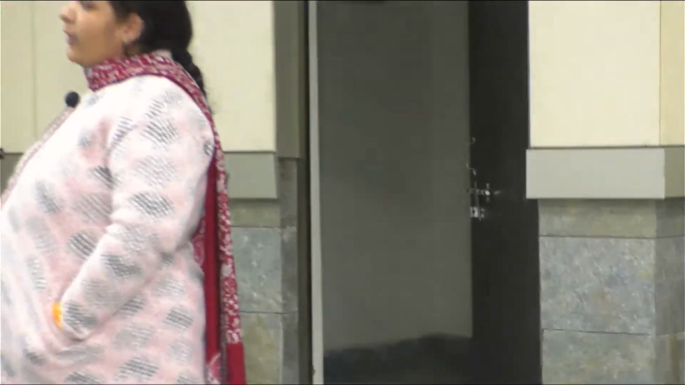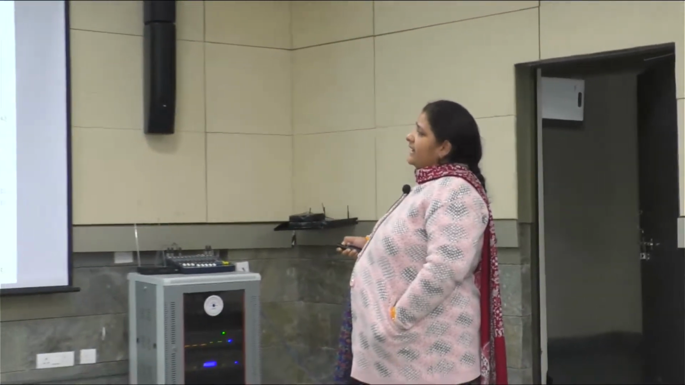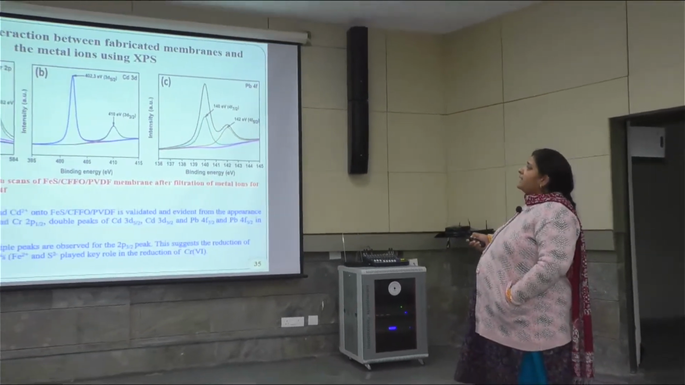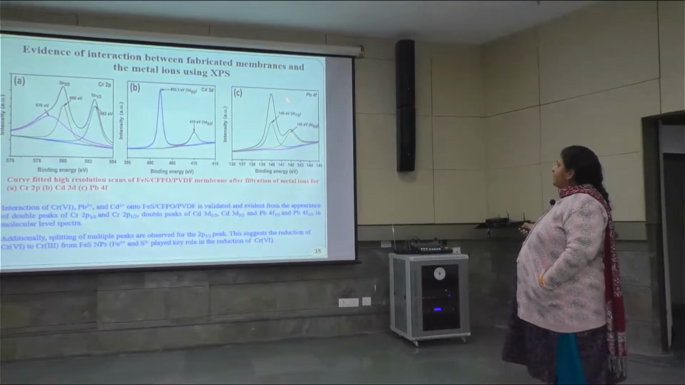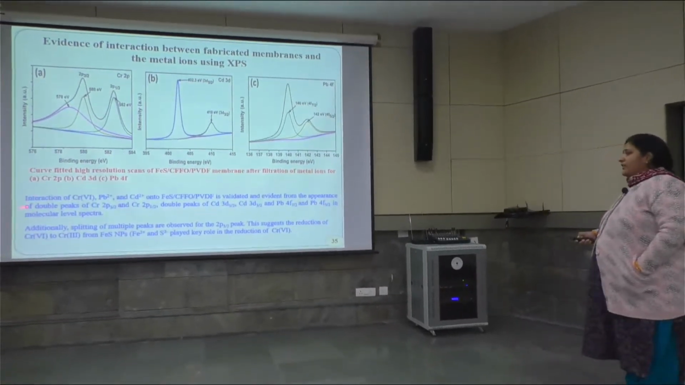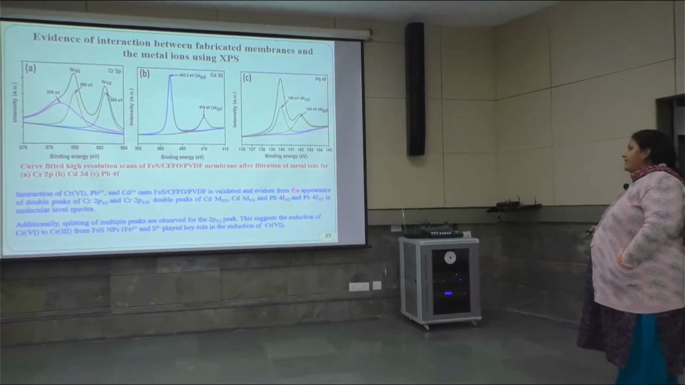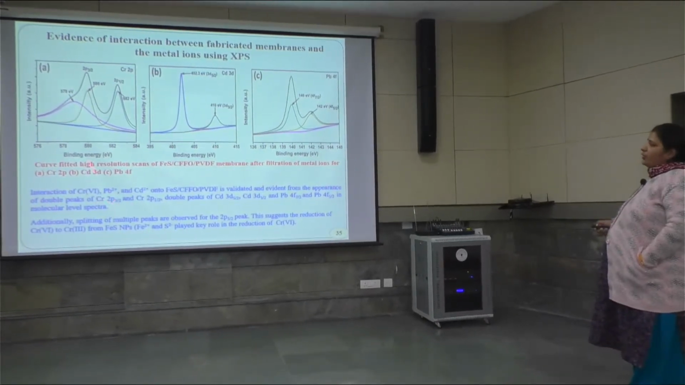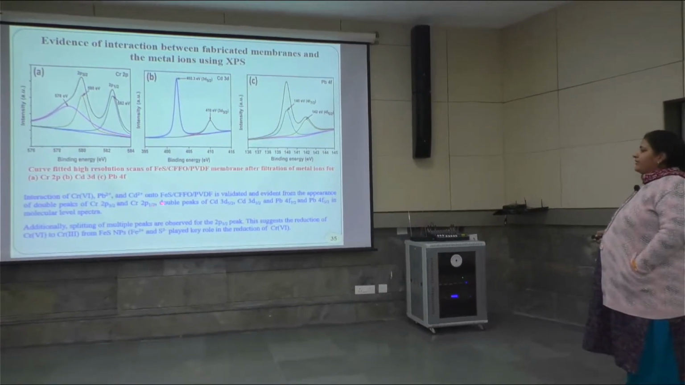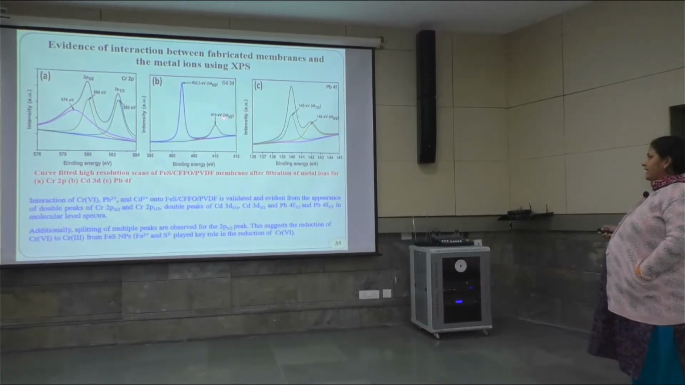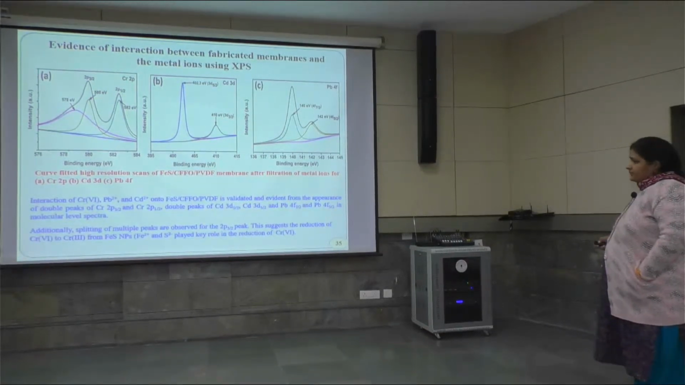This is the evidence of the interaction between the fabricated membranes and the metal ions using XPS. We can see here curve-fitted high-resolution scans of the FeS CFO4 PVDF membrane after filtration of metal ions for chromium, cadmium, and lead. After filtration, the XPS evidences that chromium is separated out, cadmium is separated out, and lead is separated out. So the interaction of chromium, lead, and cadmium onto FeS CFO PVDF is validated and evident from the appearance of the double peak of chromium 2p 3/2 and chromium 2p 1/2, and the double peak of cadmium 3d 5/2 and cadmium 3d 3/2, and lead and so on.